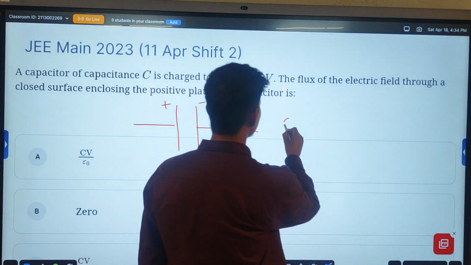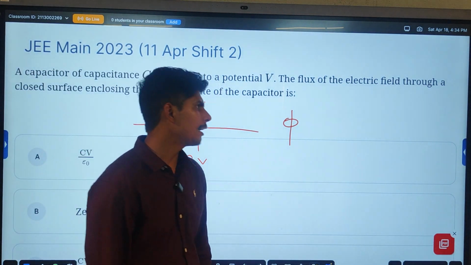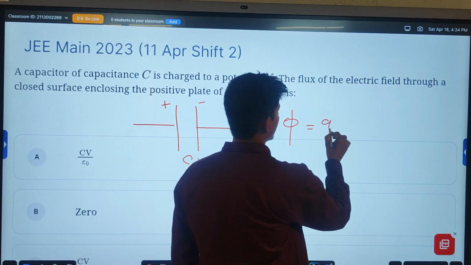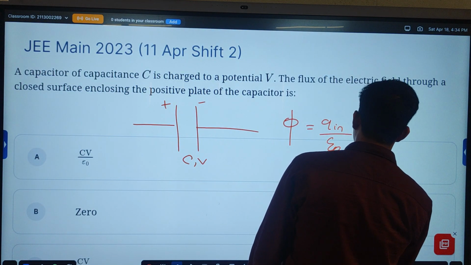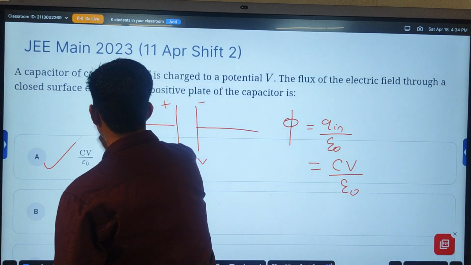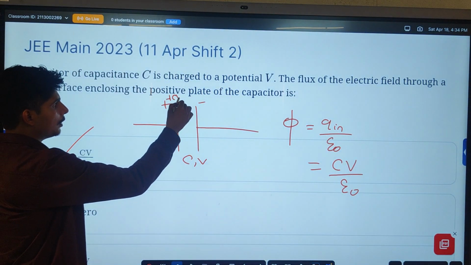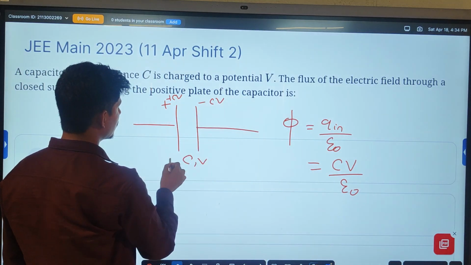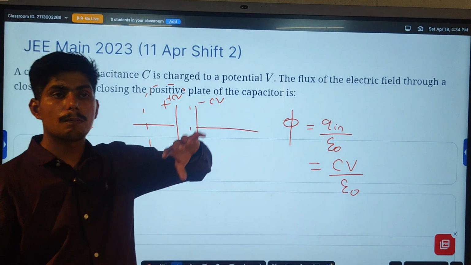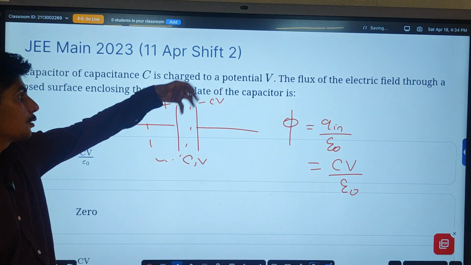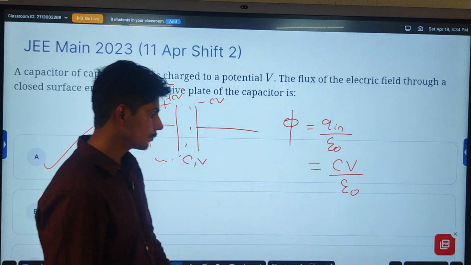So what is electrostatic flux? It is the number of field lines passing through a closed surface. We can also write it as Q enclosed upon epsilon naught. Q enclosed is equal to CV, so flux is CV upon epsilon naught, option number first. Because on this plate the charge is plus CV and on the other minus CV, and they are asking for the flux through the positive plate. If they asked for the flux through both plates together, then the flux would be 0.